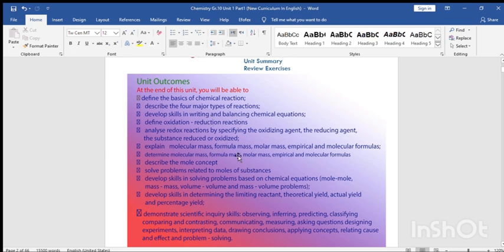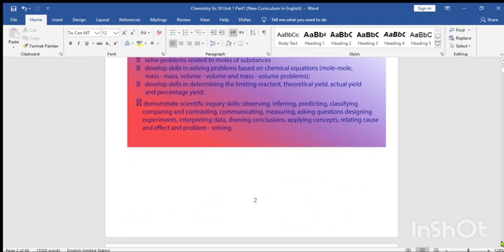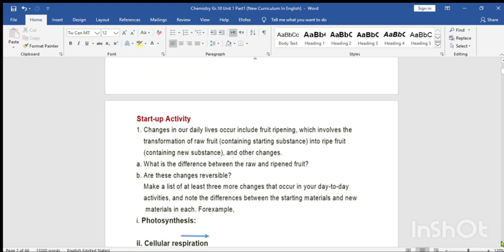Many of these pointers, including these listed items, will be discussed, and you are expected to have enough knowledge about this topic.